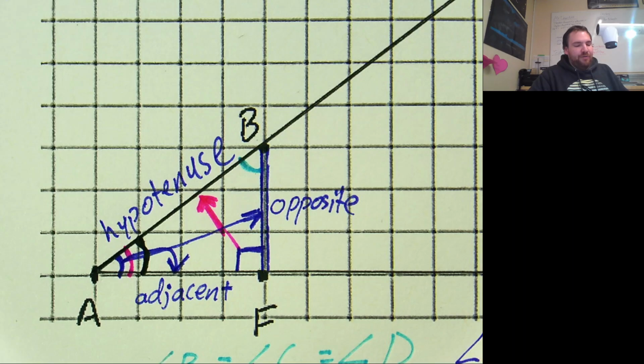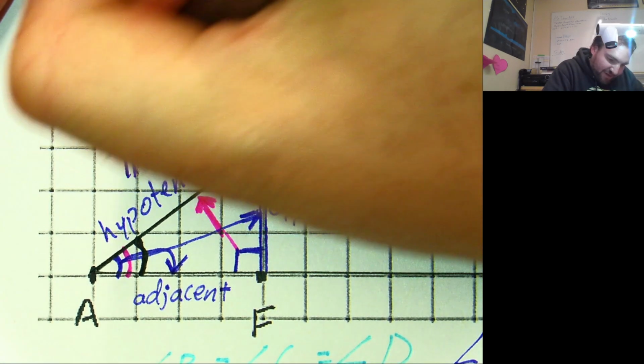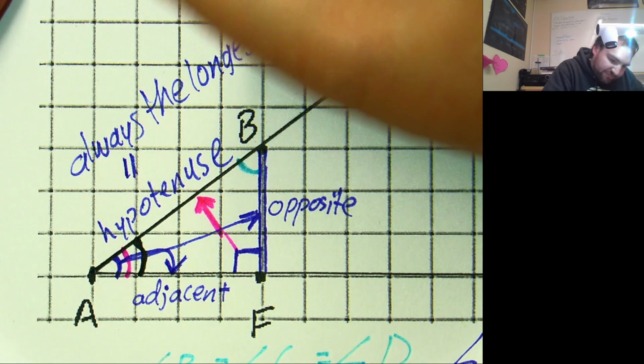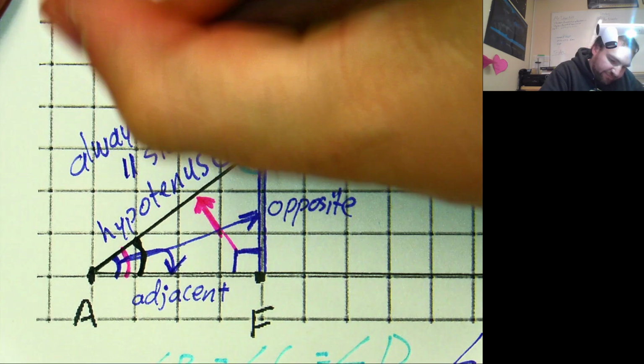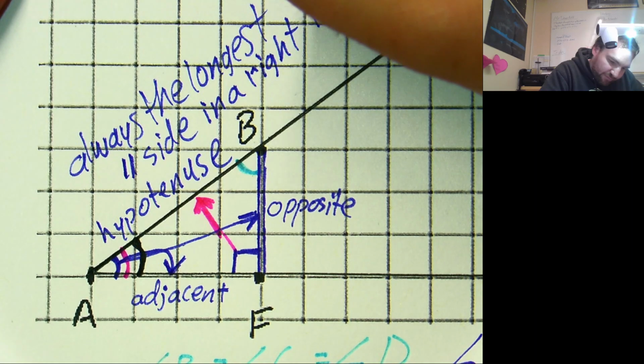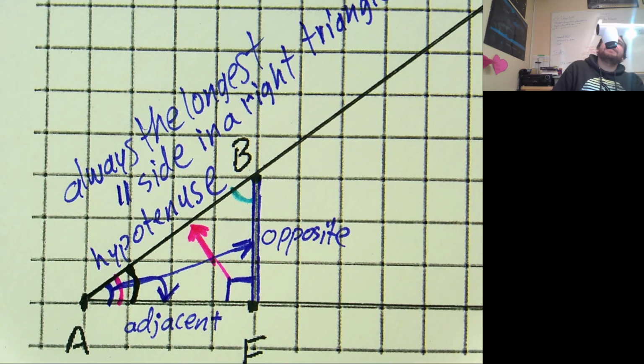What is interesting about the hypotenuse in every right triangle? Does anybody know? Is it always at an angle? No, because I can spin this and make this all sorts of weird. It could be the flat side. In addition to always being opposite to the right angle, it is also always the longest side in a right triangle. No way. Always. Shocking. Always the longest side in a right angle triangle? Okay, so this guy is always the longest side in a right triangle.